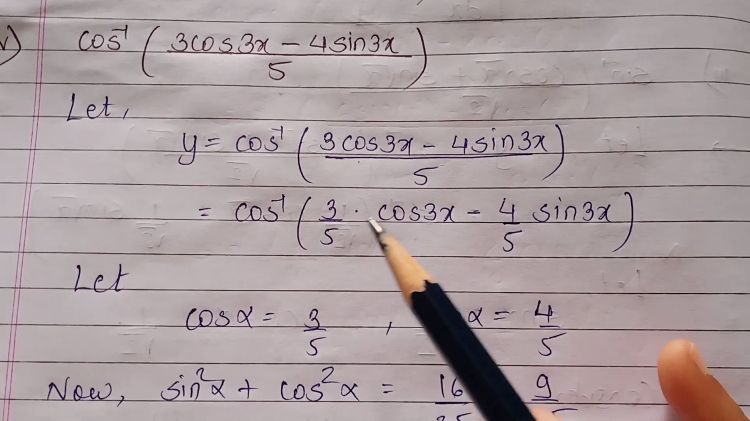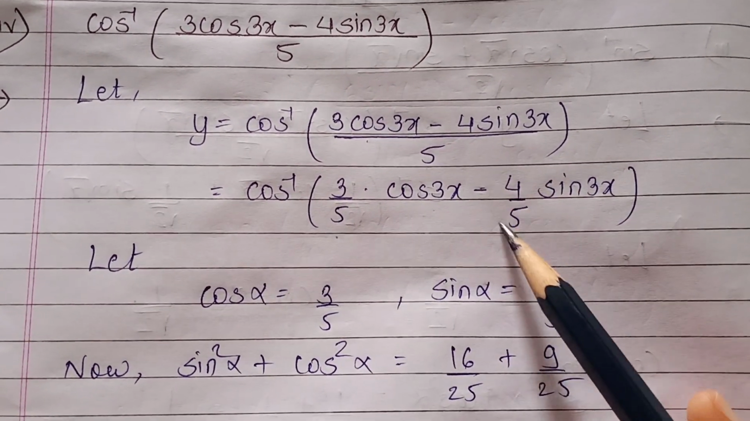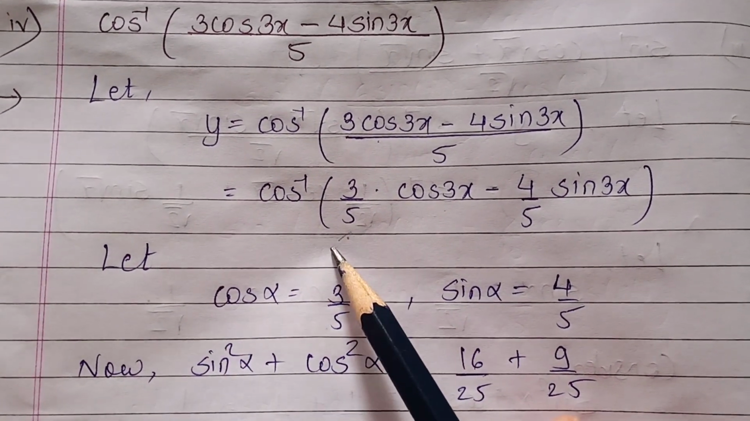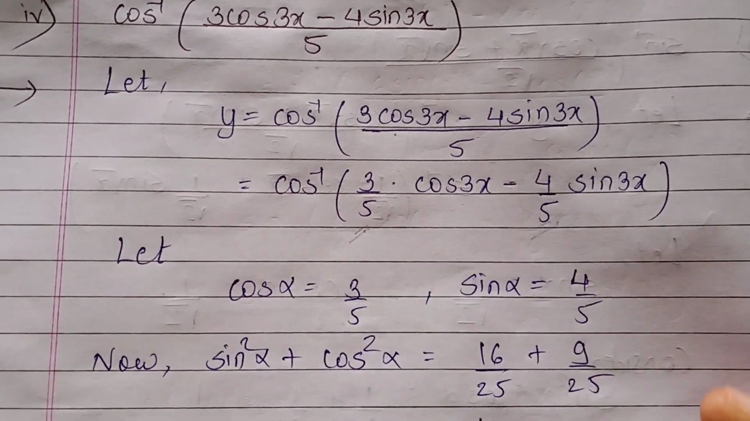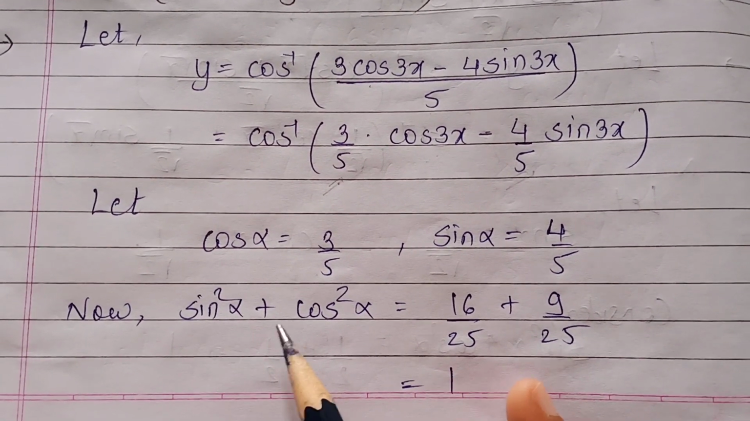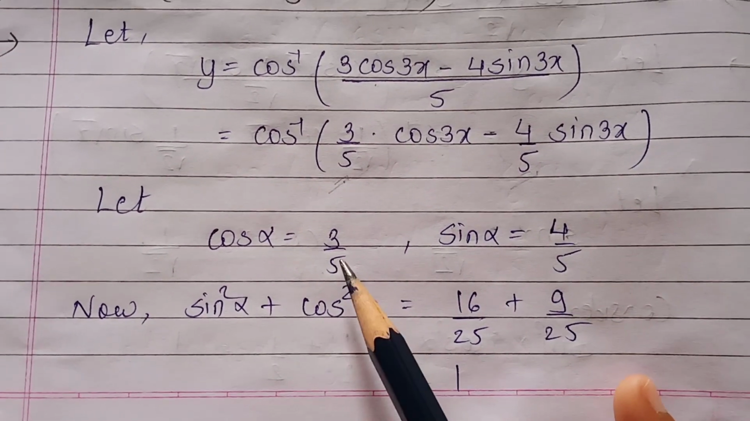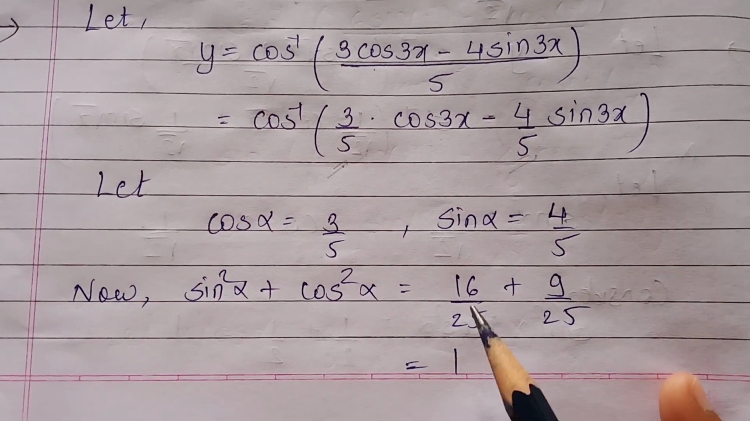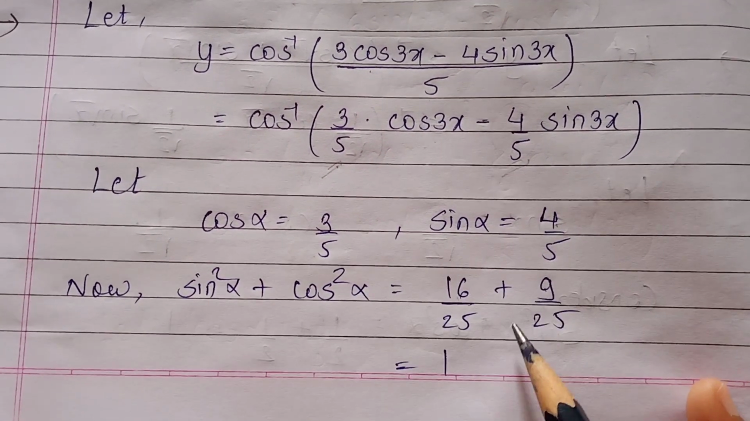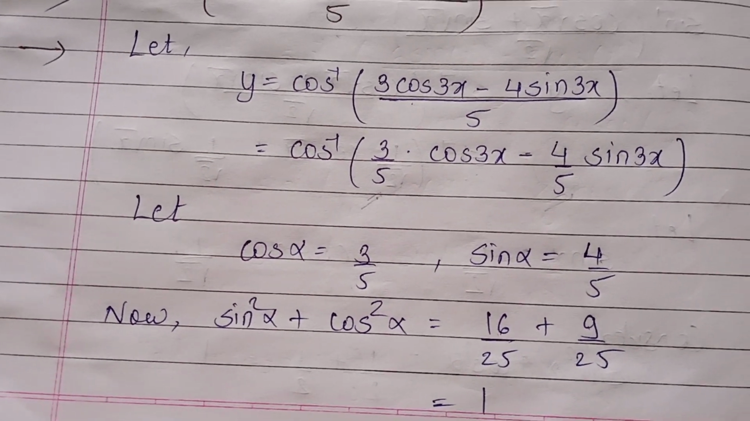Now as this is cos, along with cos this term is also cos alpha, and along with sin this term is sin alpha. So consider them. Let cos alpha is equal to 3 by 5 and sin alpha is equal to 4 by 5. Now check whether they are correct or not. Sin square alpha plus cos square alpha: this square will be 16 upon 25 and this square will be 9 upon 25. So after adding, as the denominator is the same, the numerator will be 25 upon 25, which is 1. Correct.